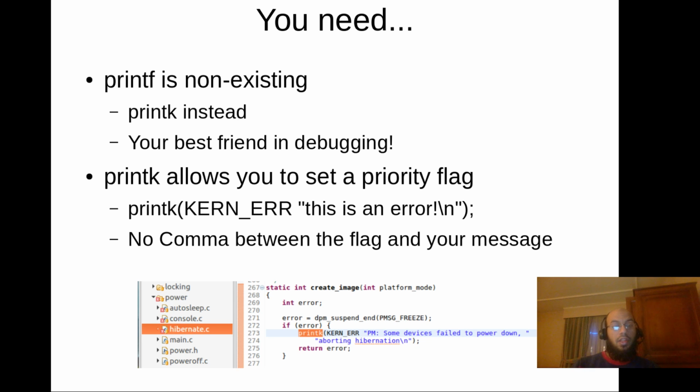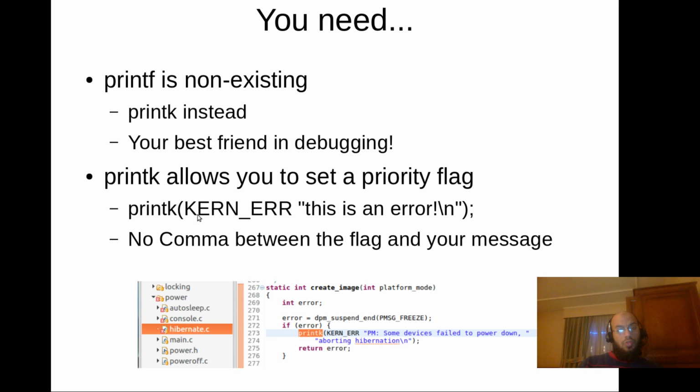You suspect that there is a problem, and as we said during the lecture, we are going to do a lot of debugging in this course. So you suspect that there is a problem in some part of your code, and you go and add printk statements. And printk statements are a bit different from printf statements because they allow you to set something called a priority flag, which is basically the severity of the error.